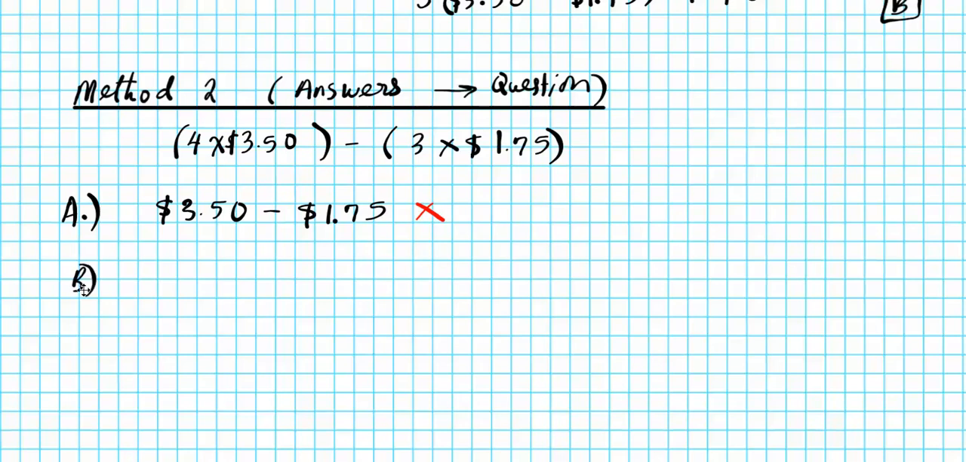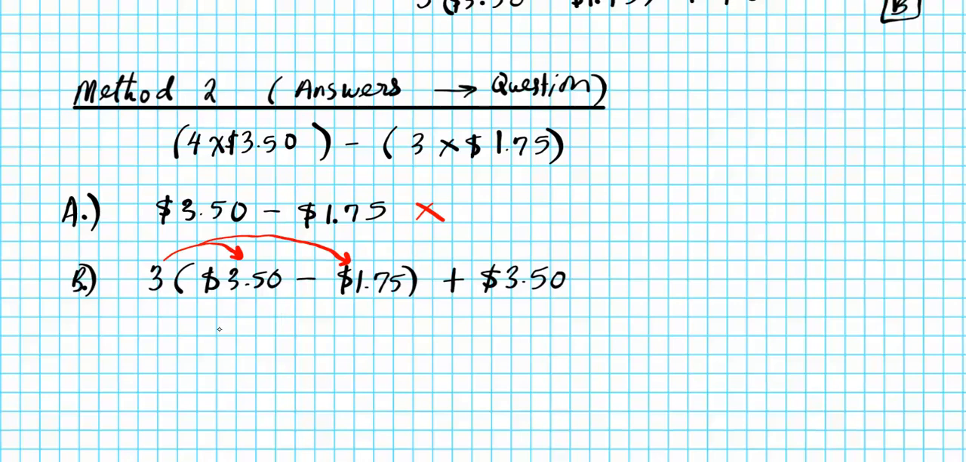Option B looks interesting. You already know that's the answer, but let's act as though we do not know. So we have 3 times $3.50 minus $1.75 plus $3.50. So on the test, on the CBEST exam, for example, you're looking at this and you're asking yourself, can I rewrite this in this format? So what you do is you simply distribute and regroup, okay, and see if you can end up with that. You have the three up front here, you distribute to $3.50 and $1.75. When you distribute, you have 3 times $3.50 minus 3 times $1.75 plus $3.50.